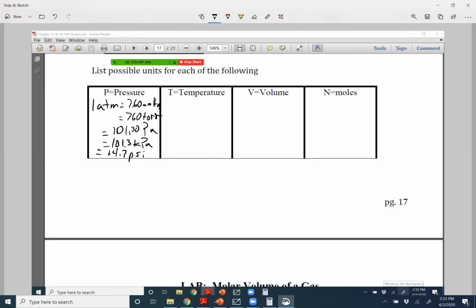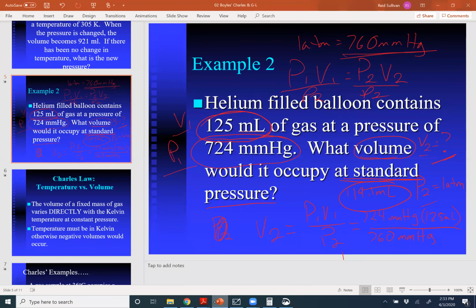The reason why we did mmHg instead of 1 ATM in our problem here is because the problem gave us mmHg. So let's do ourselves a favor and not have wrong numbers in there that don't match, because again, it's all about the units canceling. We've got to kill this mmHg and get left with milliliters, because that's what this problem wants. It wants volume.